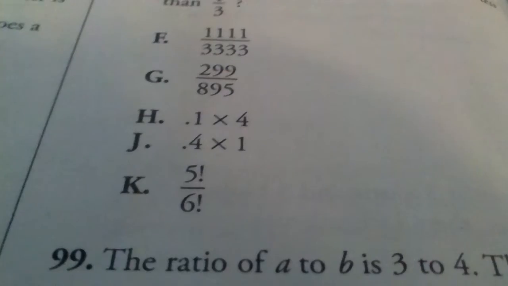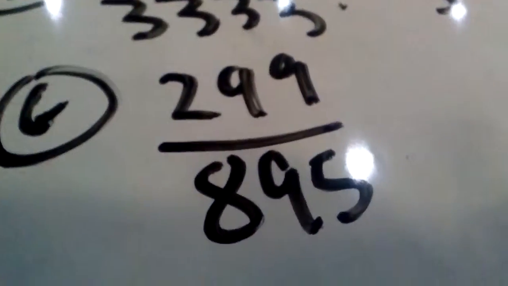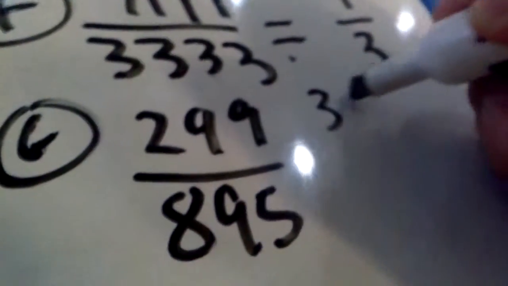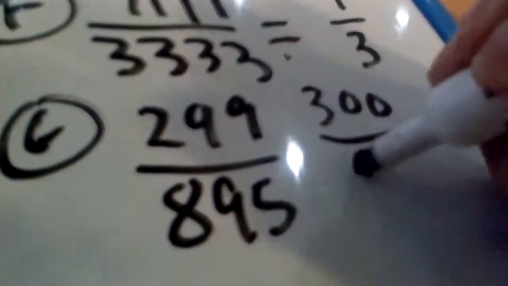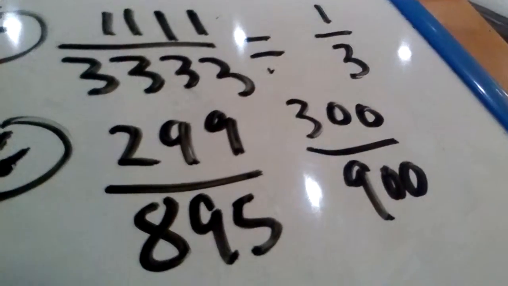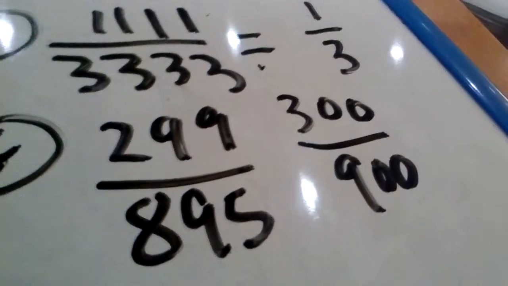Let's go on to G. What does G say? Oh, I like G. I took a while examining G. It says 299 over 895. Now, something's suspicious about this number, and it's the fact that it looks kind of like this, right? It looks a little like this. Doesn't it look almost like that? Like, look, 299 is very close to 300, and 895 is very close to 900.